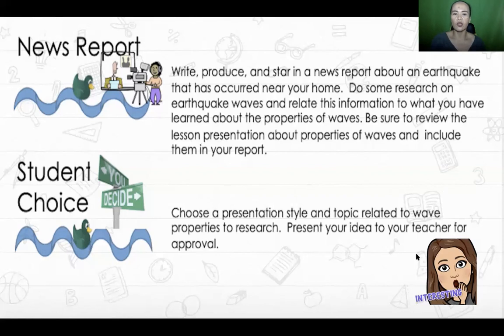And then, of course, student choice: choose a presentation style you want, as long as your presentation has to do with the properties of waves. So you can research something that is a phenomenon about waves, and then you present your idea however you want. You just have to let me know what it is exactly, just in case the choices that I gave you did not sit well with you and you're more comfortable doing something else.